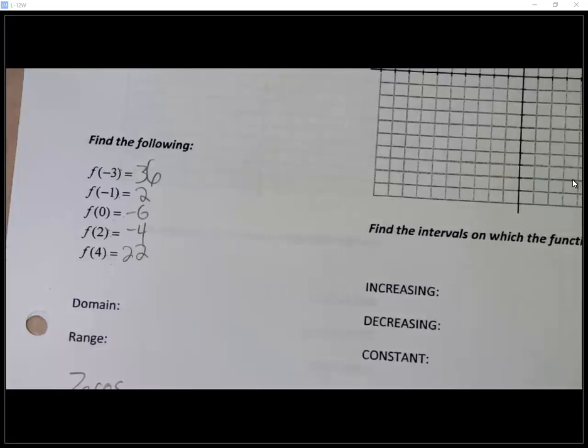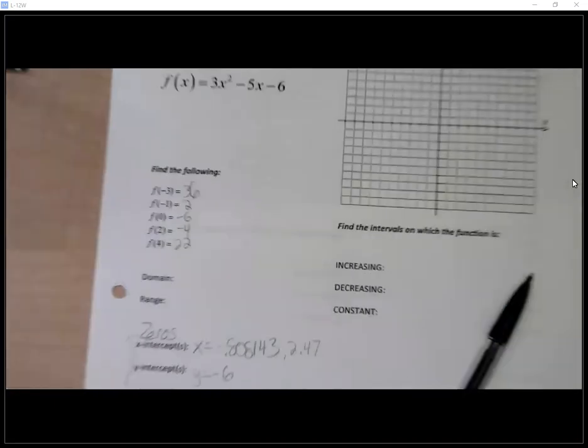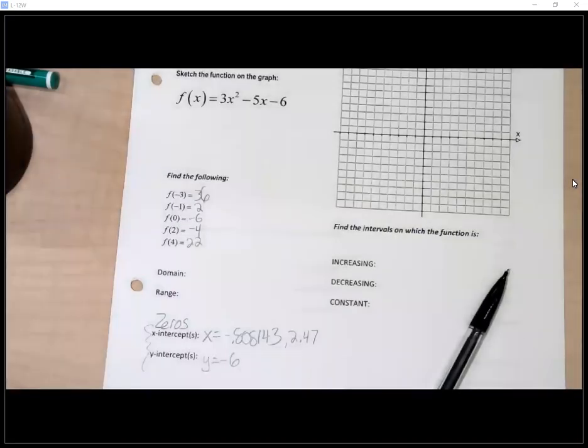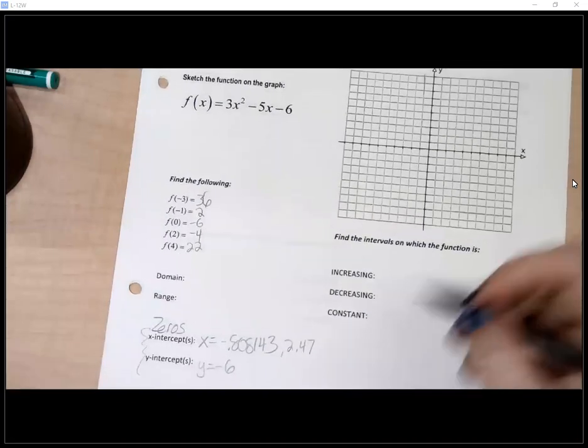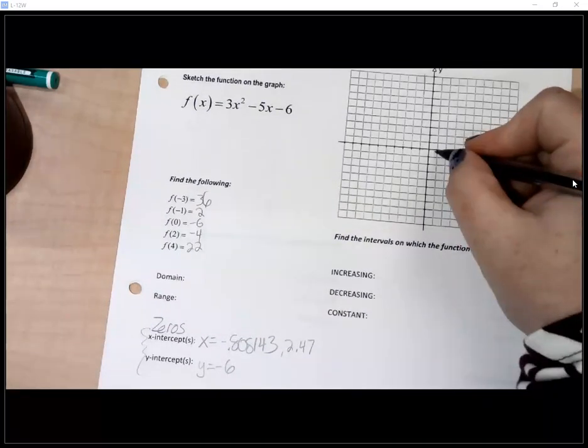So now having all these pieces, I can make a very decent sketch of my graph if you haven't already. I know I'm going to have a minimum at 0.83, -8, right about there-ish. I have X-intercepts, one right about there, and then one at basically 2.5. So here is my nice sketch.